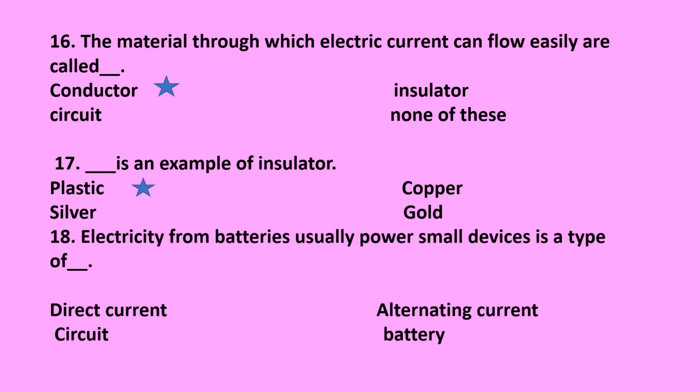Question number 18. Electricity from batteries usually power small devices is a type of. So for example, when we charge our mobile phones, small devices, these are called of which type? Either they are direct current, alternating current, circuit, or battery. So here the correct answer is direct current, DC.